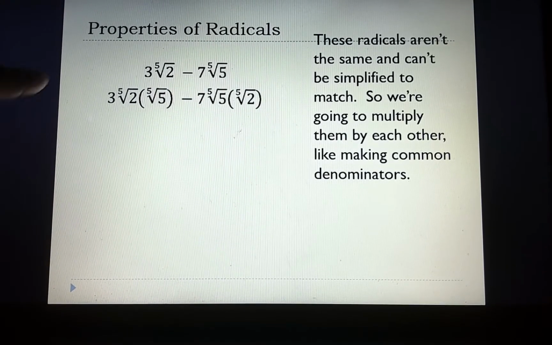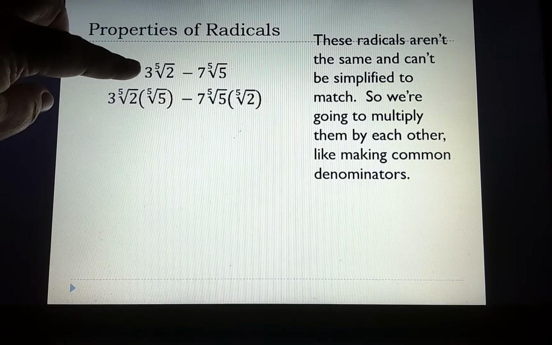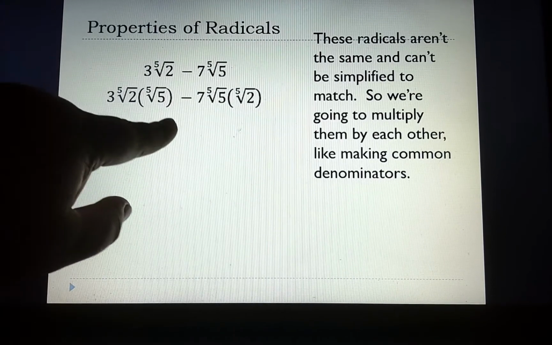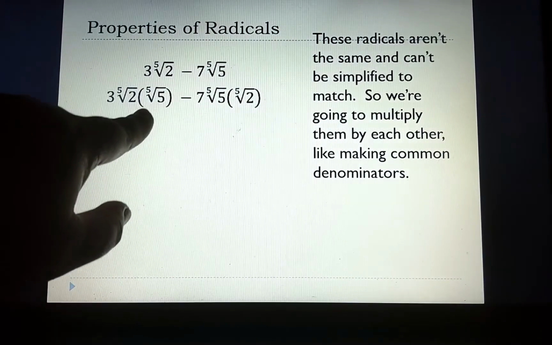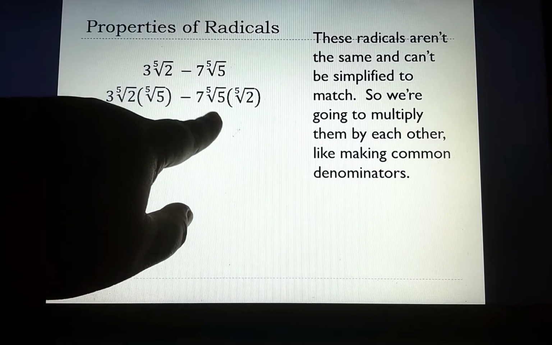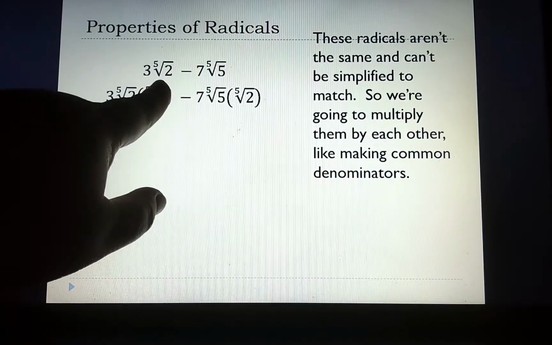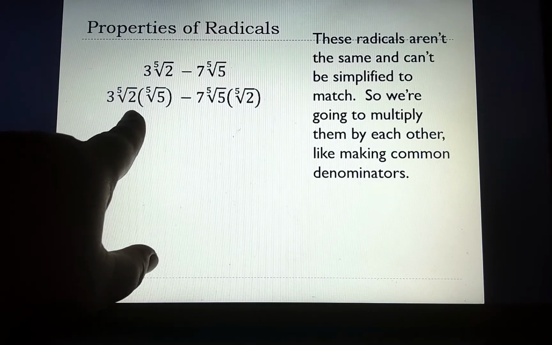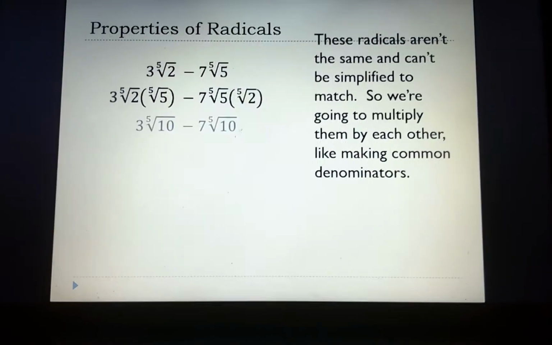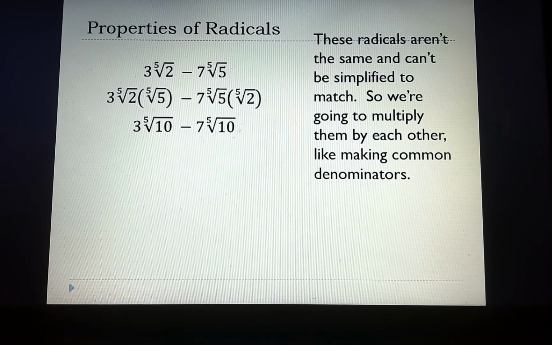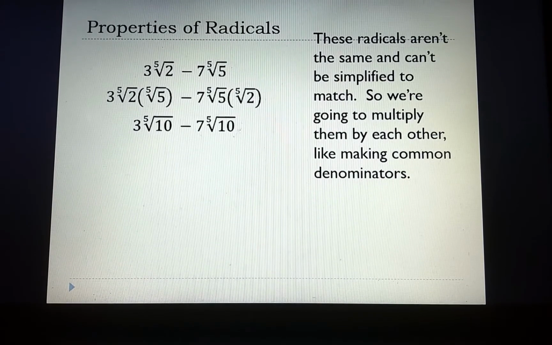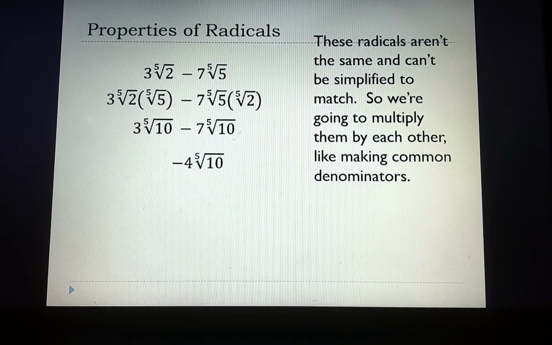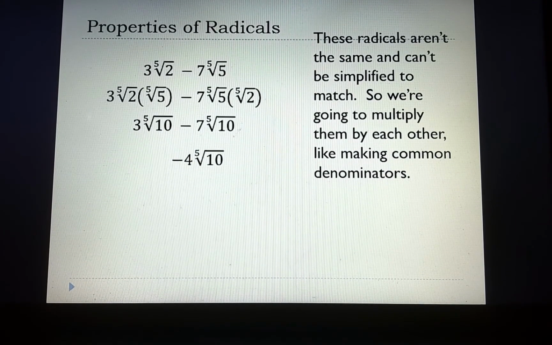Okay. So I'm going to take 3 times the fifth root of 2, and I'm going to multiply it by this fifth root of 5. I'm going to take the other one and multiply it by this fifth root of 2. Because they have the same index, I can just multiply the numbers underneath. So it becomes 3 times the fifth root of 10 minus 7 times the fifth root of 10. And now you just have to do 3 minus 7, which is negative 4 times the fifth root of 10.